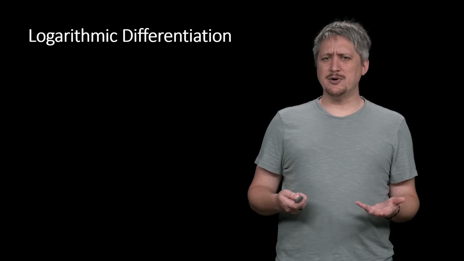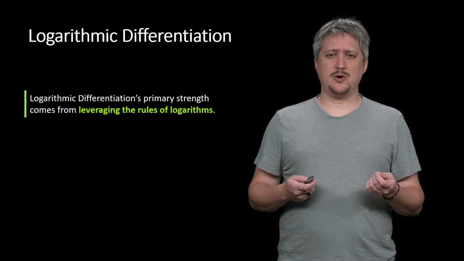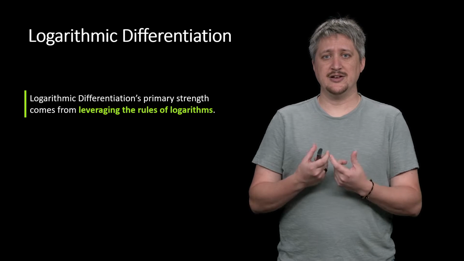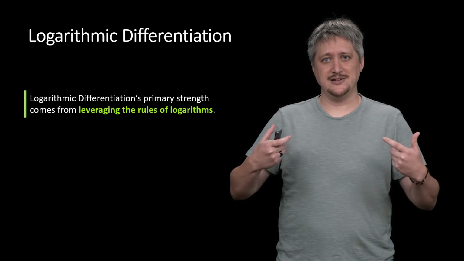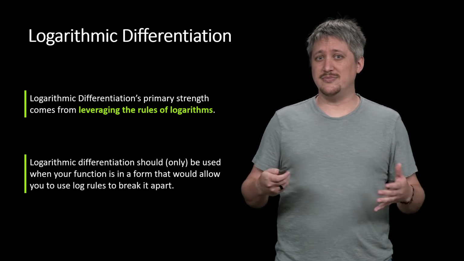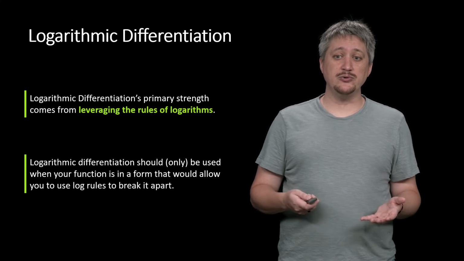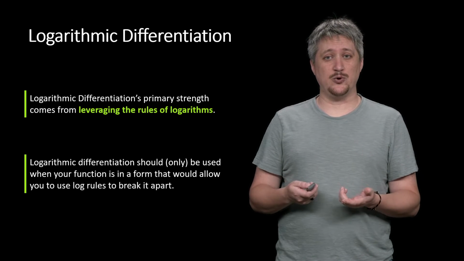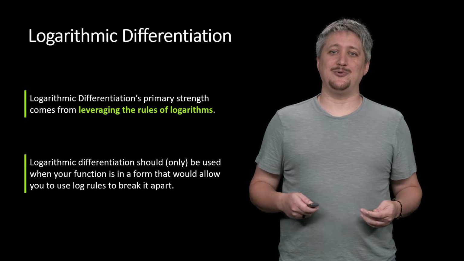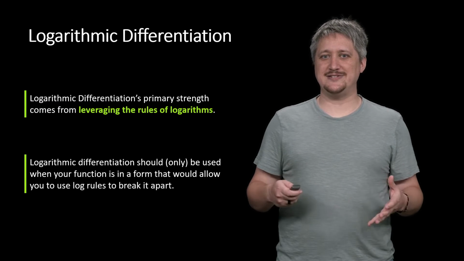So remember, when we used logarithmic differentiation, the primary strength came from leveraging those rules of logarithms, right? Using those logarithmic rules to rip apart that really tightly compact factored form that we were dealing with. So the general rule of thumb is that that's what you use it for. Logarithmic differentiation should only be used when your function is in a form that allows you to use your rules of logarithms to break it up. I realize it's a very mathy answer, so we're going to go through a couple examples to see what we mean by that.